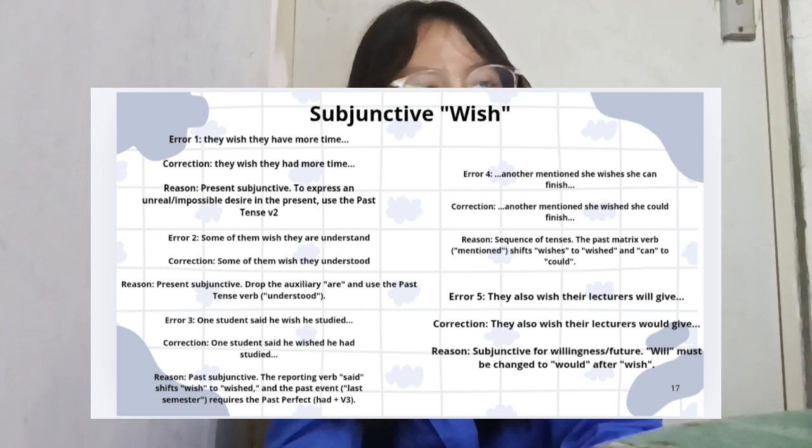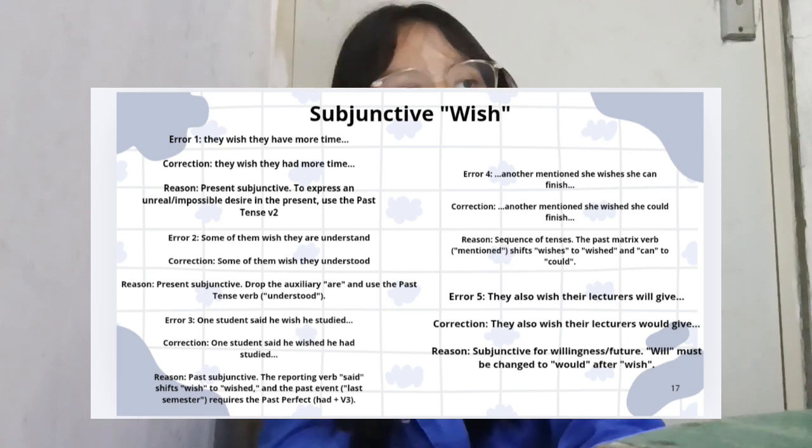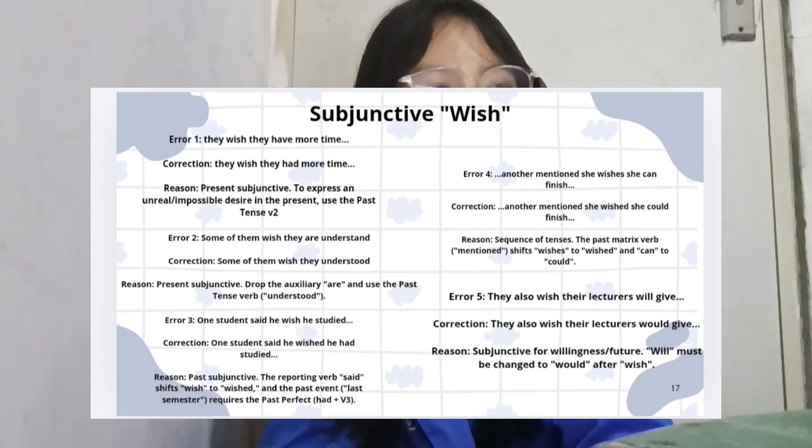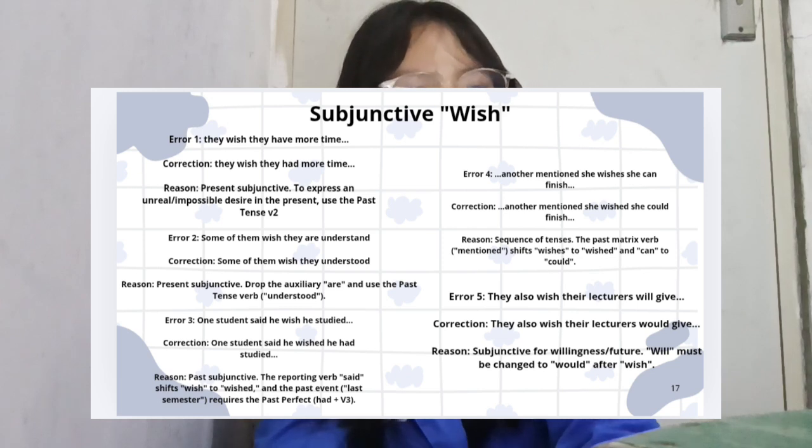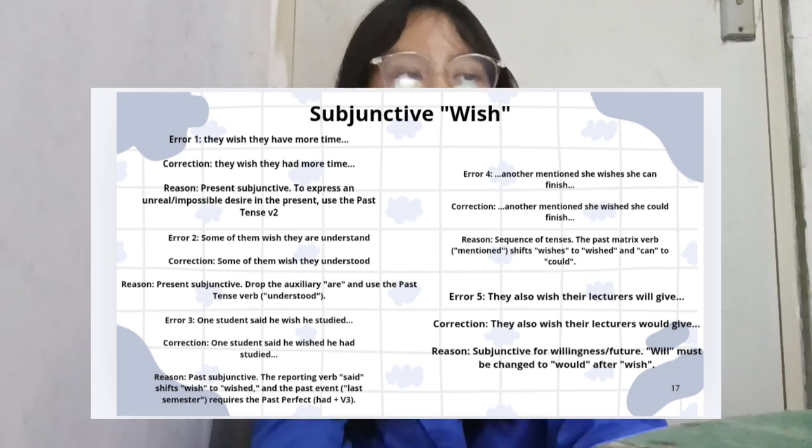Error 5: They also wish their lecturer will give. Correction: They also wish their lecturer would give. Reason: Subjunctive for willingness or the future: 'will' must change to 'would' after 'wish'.